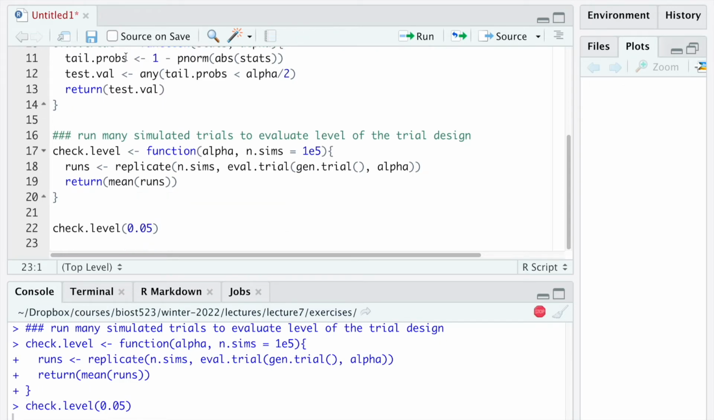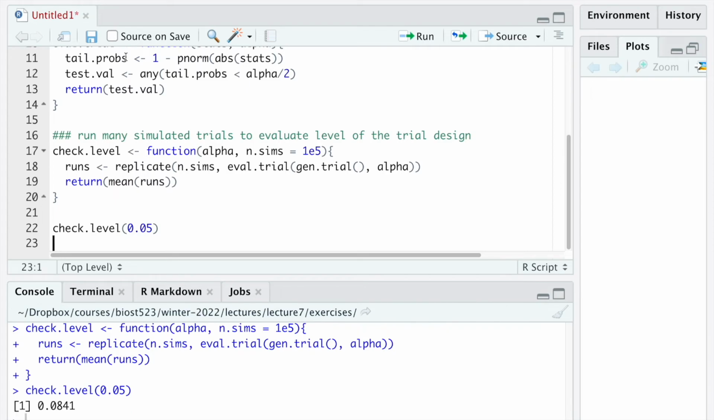This is going to take a couple of seconds, so I'm going to fast forward through that. And we see from this Monte Carlo simulation that it looks like if our significance threshold is 0.05, if that's the alpha that we use, then the level is actually roughly 0.08. So we have some inflation of that type 1 error.